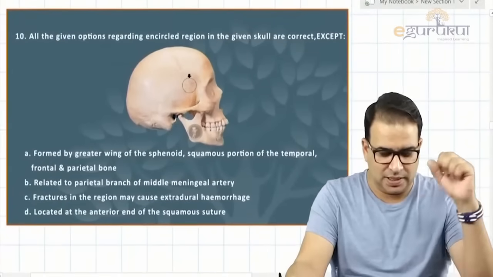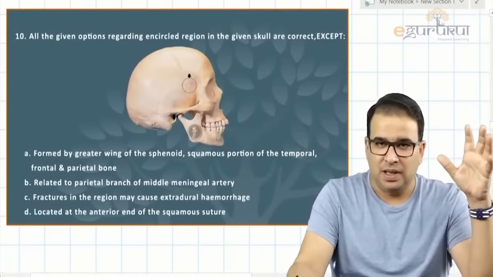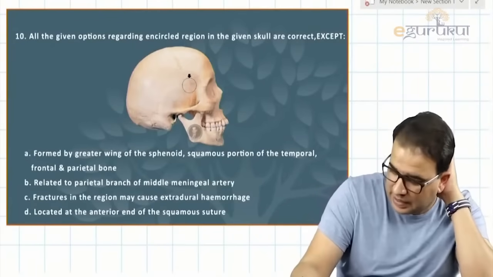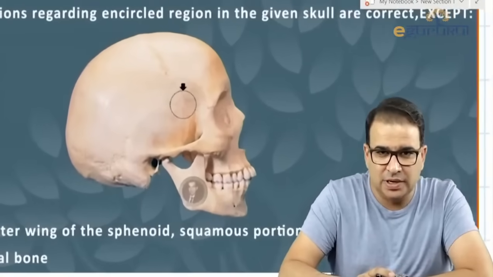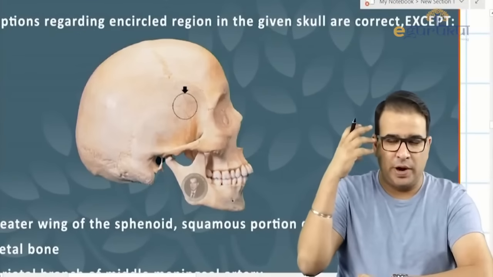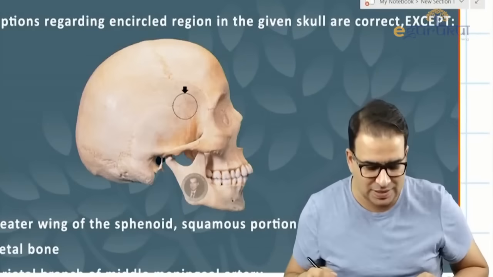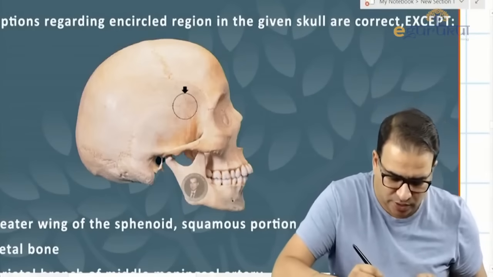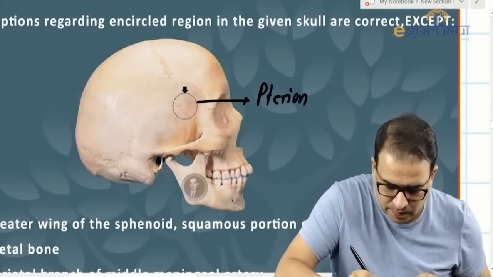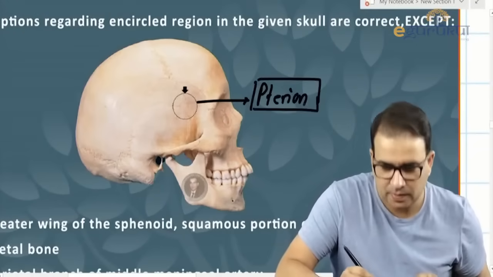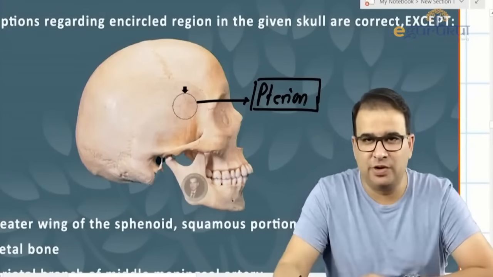Question number 10, guys. The next question, question number 10. All the given options regarding the encircled region in the given skull are correct except. Okay. Now, as we all know, if you look at this picture here, this given circle is showing the point where many sutures are meeting, and many bones are forming this region, and this region is called a pterion. Like we have a pterion, asterion, bregma, lambda. So this is the pterion region here.